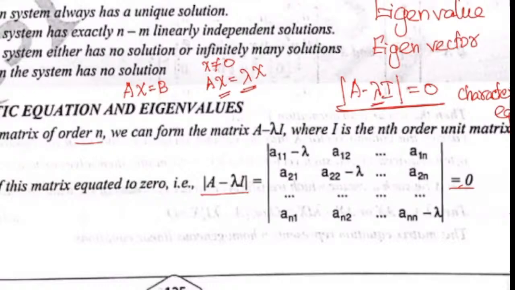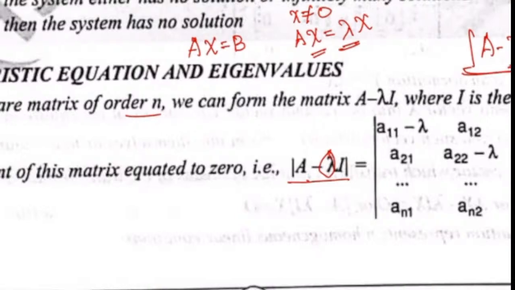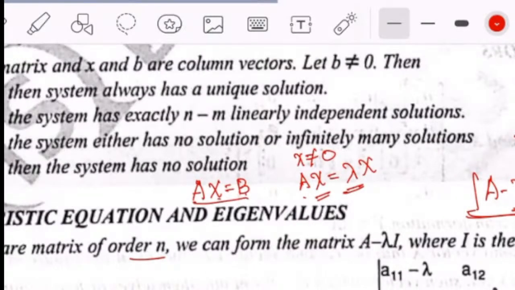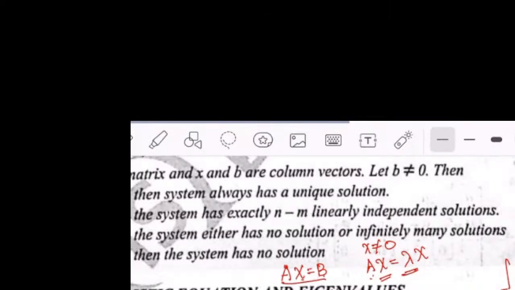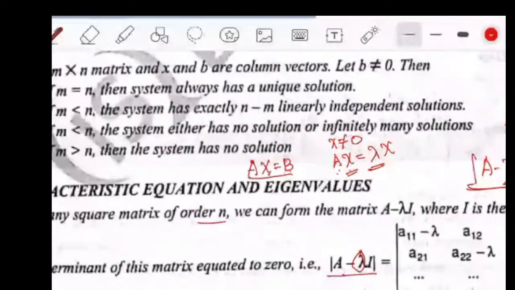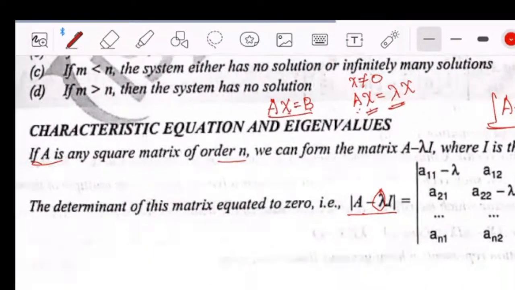Characteristic equation and eigenvalues. Here when the determinant of A minus lambda I is equal to 0, this is called the characteristic equation. Here A is any square matrix, lambda is the eigenvalue. In general, for a system of linear equations Ax equal to B, x is the solution. For any square matrix A, we can write Ax equal to lambda x, where lambda is the eigenvalue and x is the corresponding eigenvector, and this eigenvector is always non-zero. So the determinant of the matrix is equated to 0.